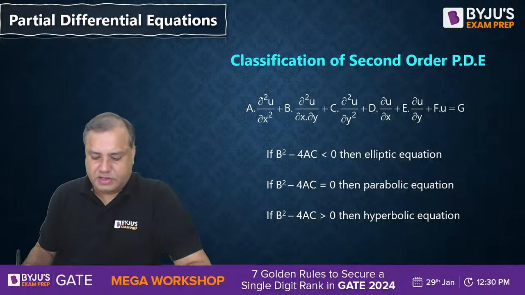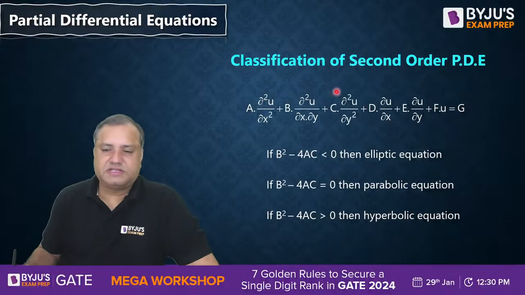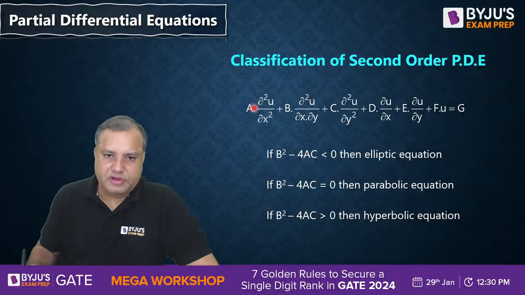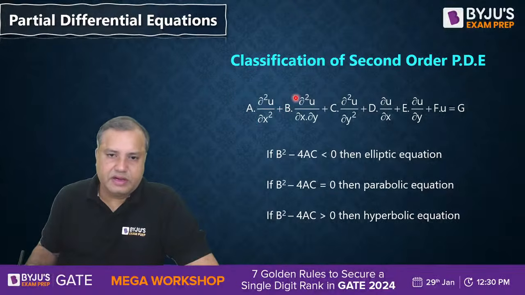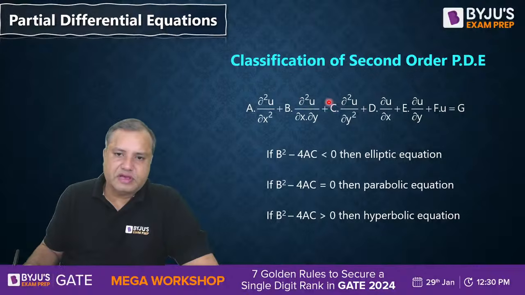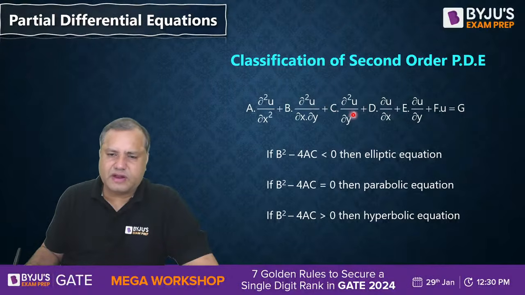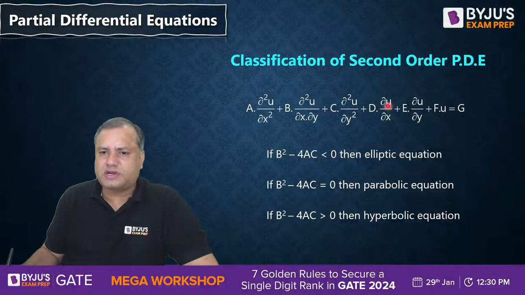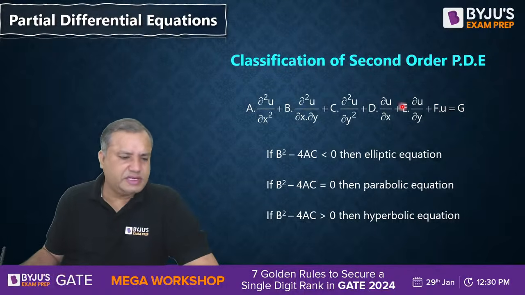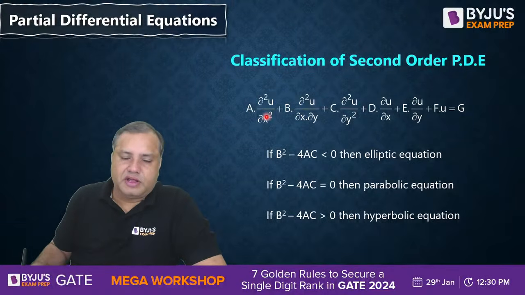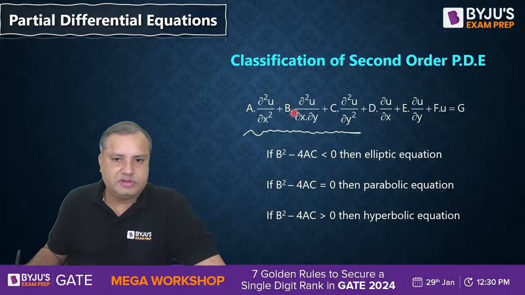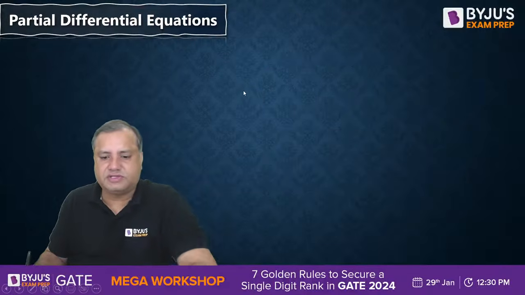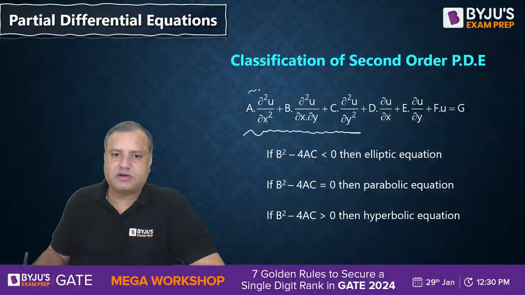Now see here, this is a second order partial differential equation: A del square u by del x square, B del square u by del x del y, C del square u by del y square. Then there are two first order terms, then fu and g. There may be some other functions, but these three second order derivative terms will decide the type of the second order PDE. Okay.